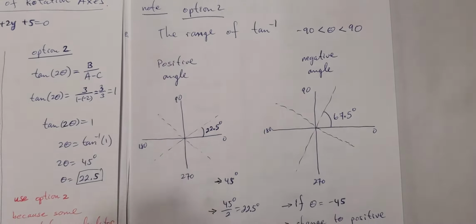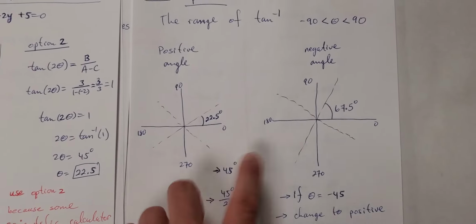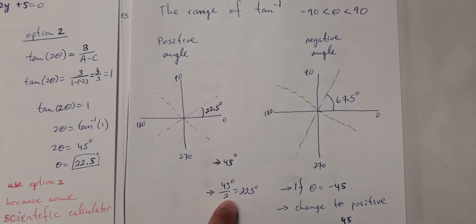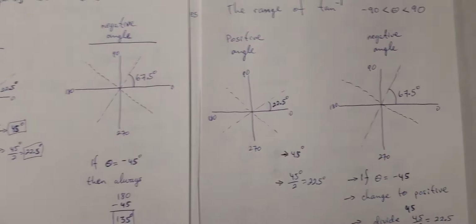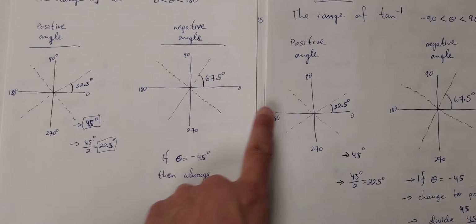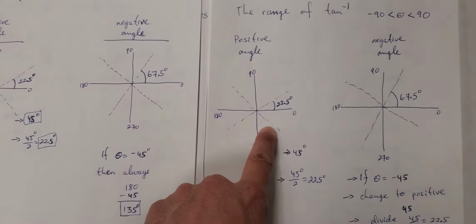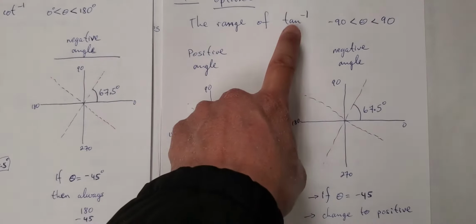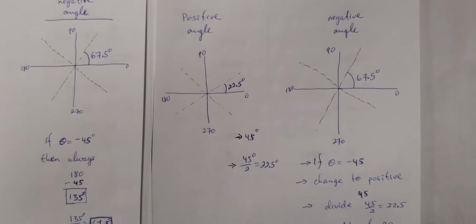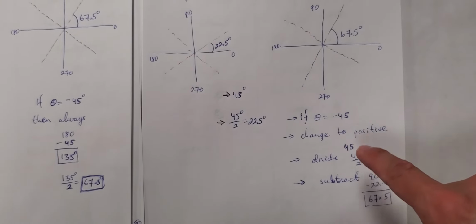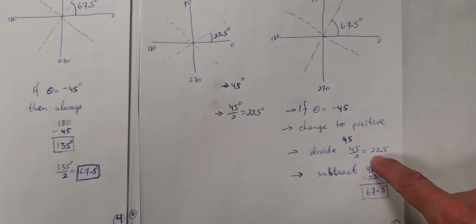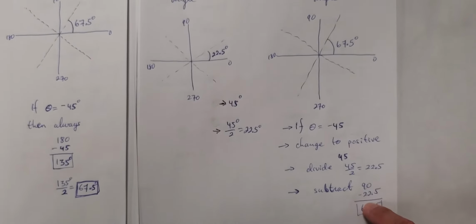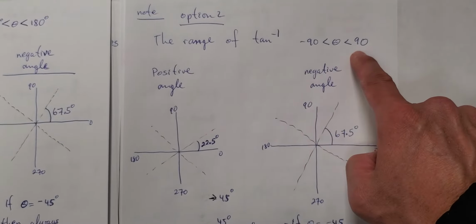So same thing. If your angle is already positive, you have two cases. If your angle is already positive, leave it alone, divide by 2, which is the same answer as over here. However, if your angle is negative in tangent, you must change it to positive, divide by 2, and then take this number right here, 22.5, and subtract it from 90. Why 90? Because your range is from negative 90 to positive 90.